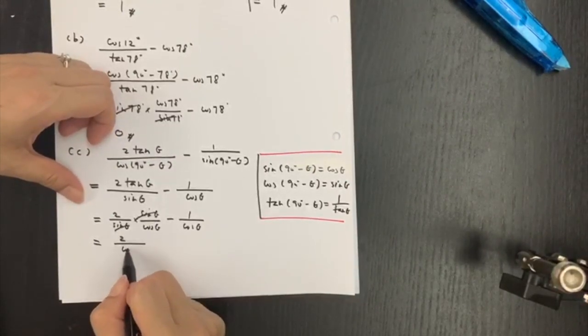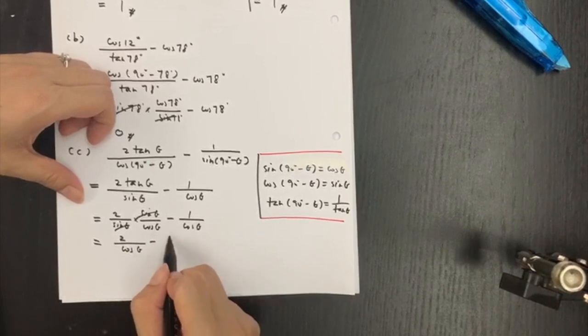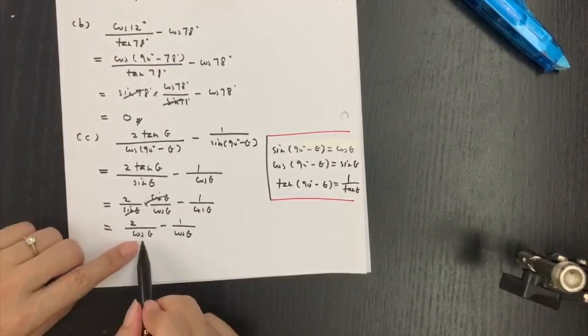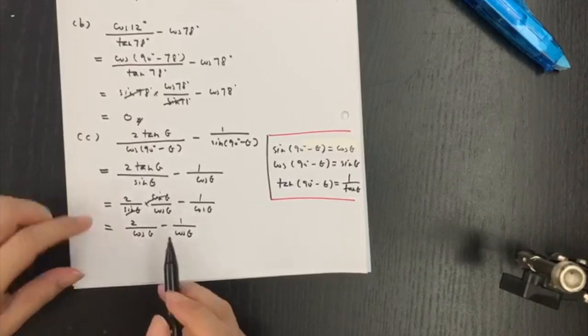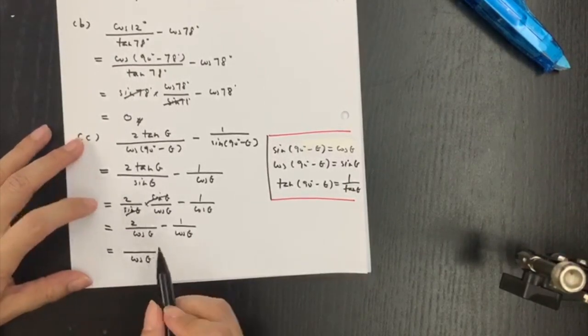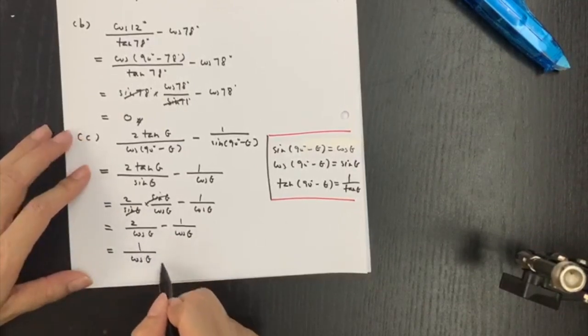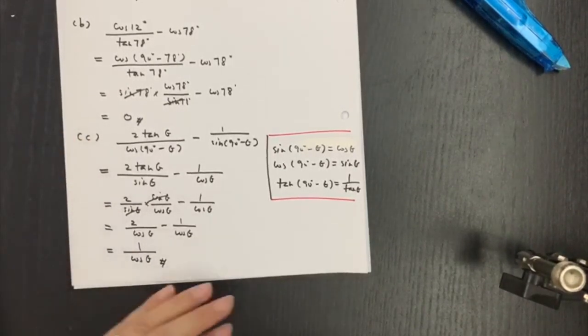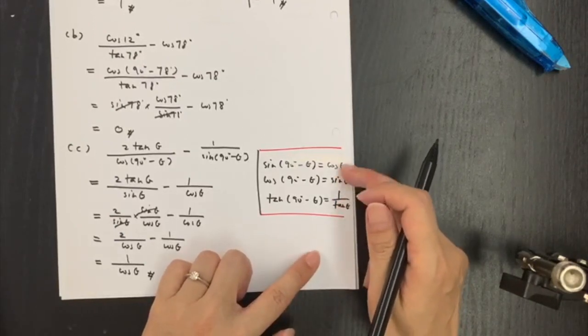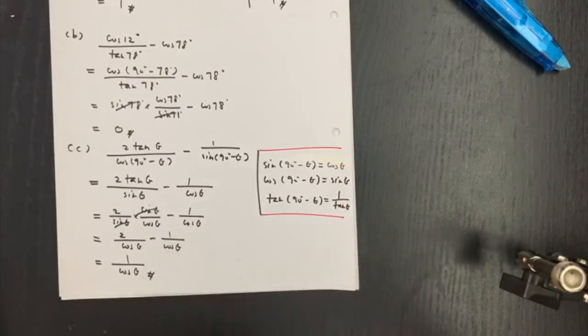So 2 over cosine theta minus 1 over cosine theta. Since I already have the same denominator, I can combine them together. So this is cosine theta, and what is 2 minus 1 is equal to 1. Alright, so this is it. If you change the subject for this identity, you will find it very useful as well.